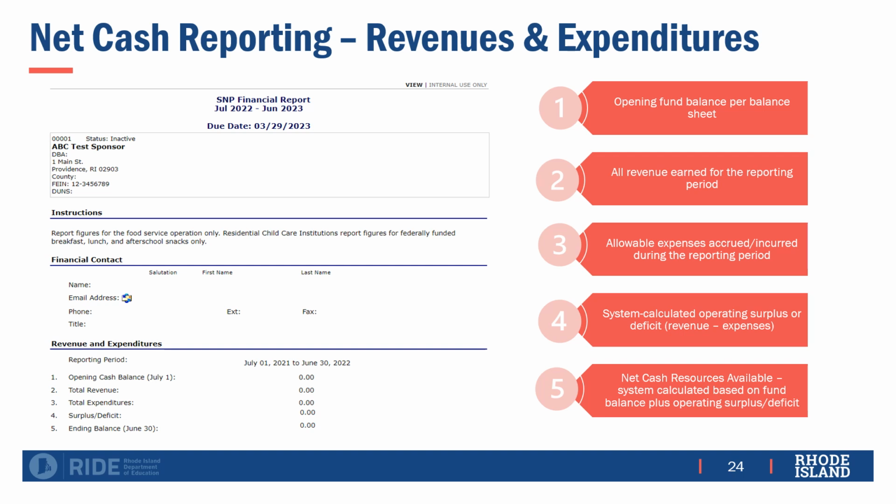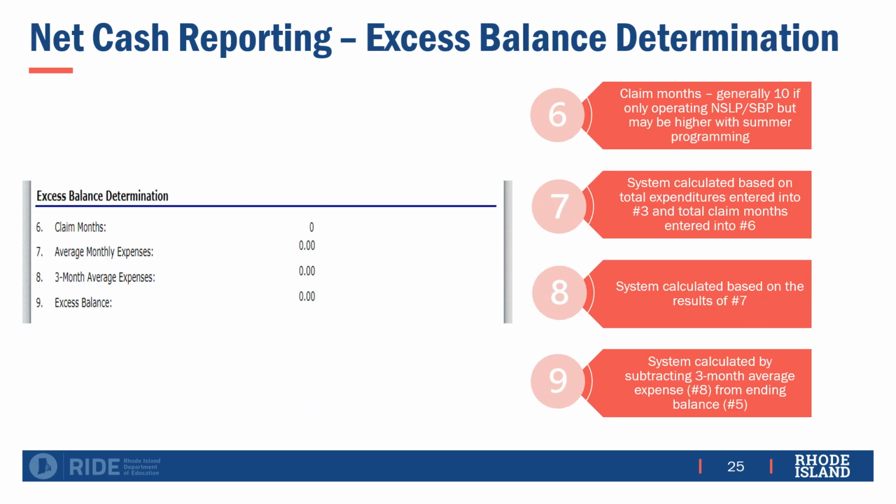Item number 4 is system calculated and will display the SFA's operating surplus or deficit, which is equal to revenue minus expenses. Item number 5 is also system calculated and will display the net cash resource available to the SFA, which is equal to the sum of the opening balance plus the operating surplus or deficit. Once you have determined the net cash resources available to the SFA, the remaining questions will guide you in determining whether or not the current balance is considered to be excess, based on the definition we reviewed at the start of this section.